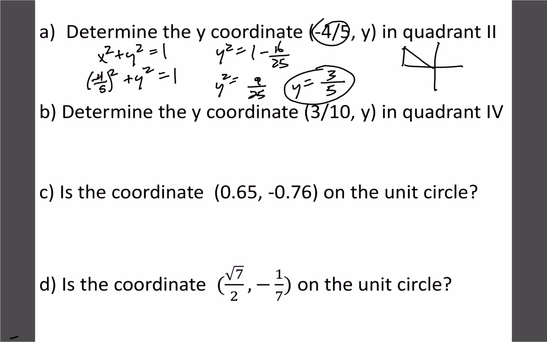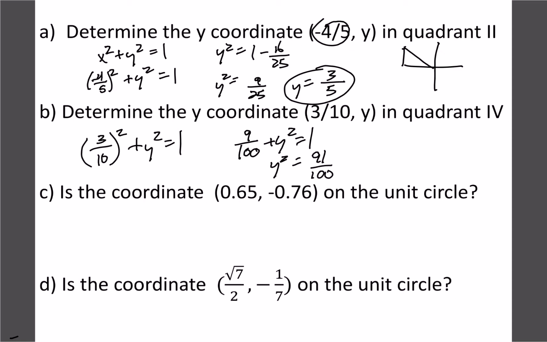Letter B is the same thing, except it's 3/10. So we'd have 3/10 squared plus y squared equals 1. 3/10 squared is 9 over 100. So 1 minus 9 over 100 would be 91 over 100. And from there, we can just square root both sides. Square root of 91 doesn't really simplify, so we'll just leave it as that. And square root of 100, we can write as just 10. So now in quadrant 4, we should have positive x and a negative y. Because it's a negative y, we just add a negative onto our answer, and we're done with that one.